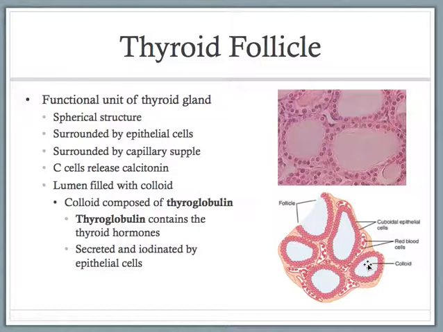So they're spherical in structure, as you can see from these pictures. They're nice little oval-shaped spheres. They're surrounded by epithelial cells, which are cuboidal types of tissue.